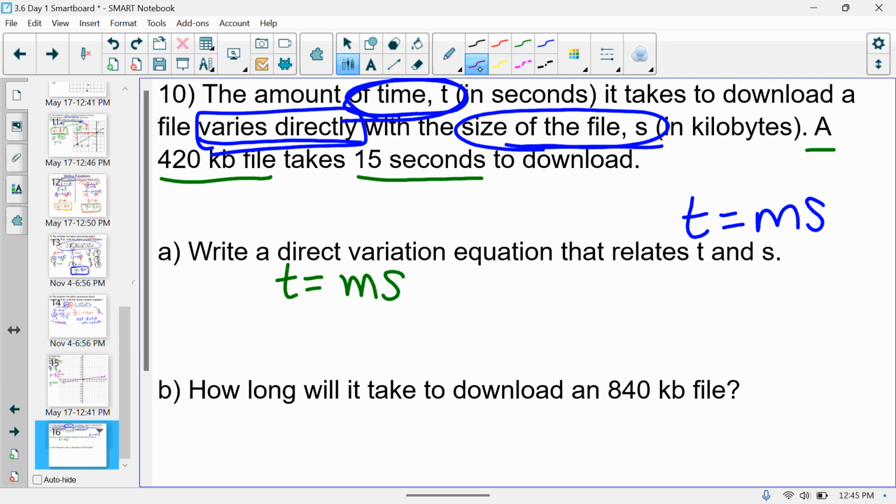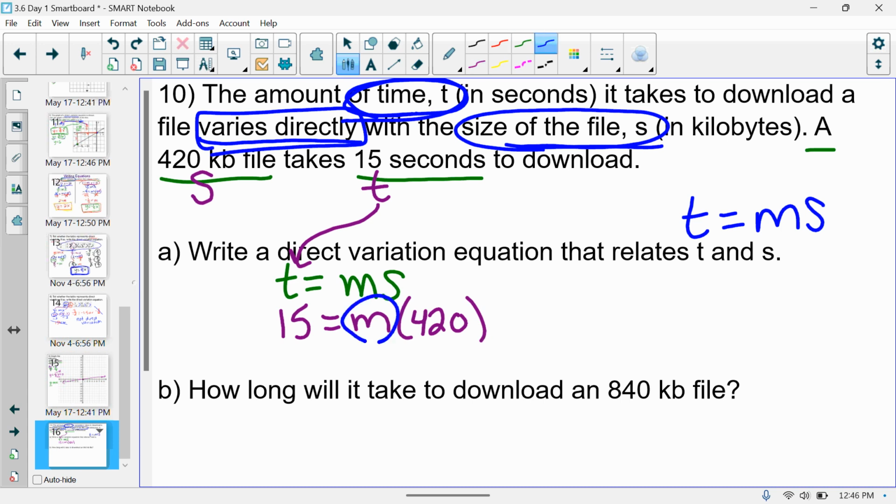We know that when the size of the file is 420 kilobytes, we know the time that it will take, right? So we just have to be careful that we're putting 15 in place of t, because that's the dependent variable. The time depends on how big your file is, right? Like the 420 is the size. We need to put that in place of s, okay? Does that setup make sense to everybody? Do you have questions on that? Then again, it's just like number 6.